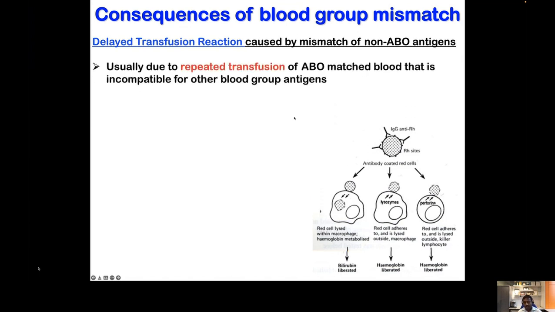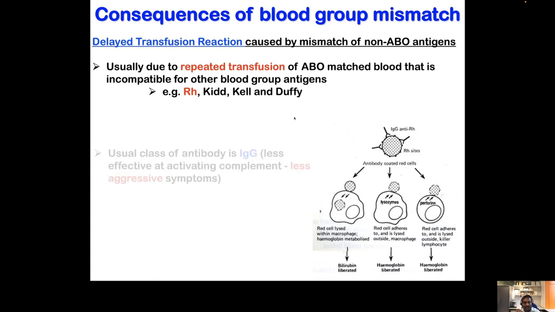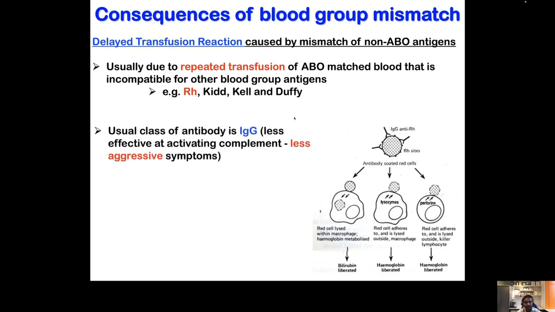Usually this will happen due to repeated transfusion of ABO matched blood that is incompatible for other blood group antigens, particularly RH. For example, you are taking a positive blood and infusing it into a negative recipient. If this happens, then antibodies against the RH antigen will be produced. As I said before, IgG molecules will be produced, and these are not maternal antibodies, so they will be produced only upon exposure.